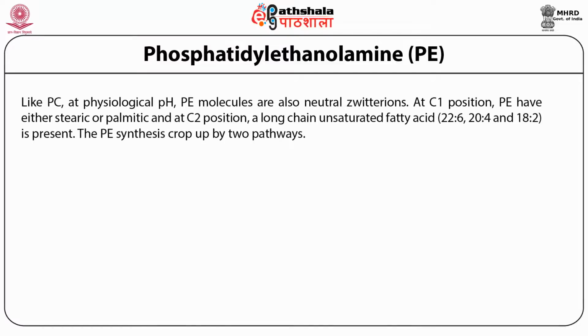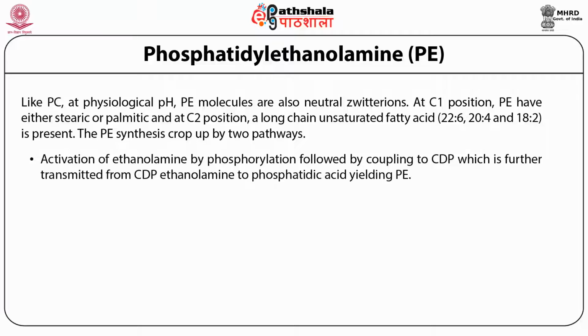Phosphatidylethanolamine, like phosphatidylcholine, at physiological pH is also a neutral zwitterion. At carbon number 1 position, phosphatidylethanolamine has either stearic or palmitic acid, and at carbon number 2 position, a long chain unsaturated fatty acid is present. The synthesis of phosphatidylethanolamine takes place by two pathways. The first pathway: activation of ethanolamine by phosphorylation, followed by coupling to CDP, which is further transferred from CDP-ethanolamine to phosphatidic acid, yielding phosphatidylethanolamine. The second pathway: the decarboxylation of phosphatidylserine to form phosphatidylethanolamine.